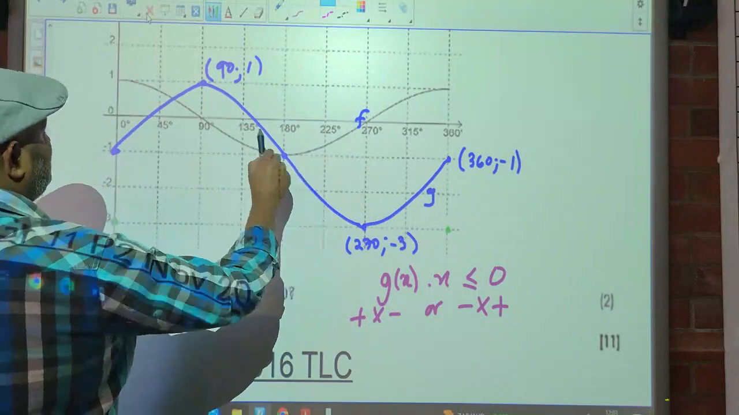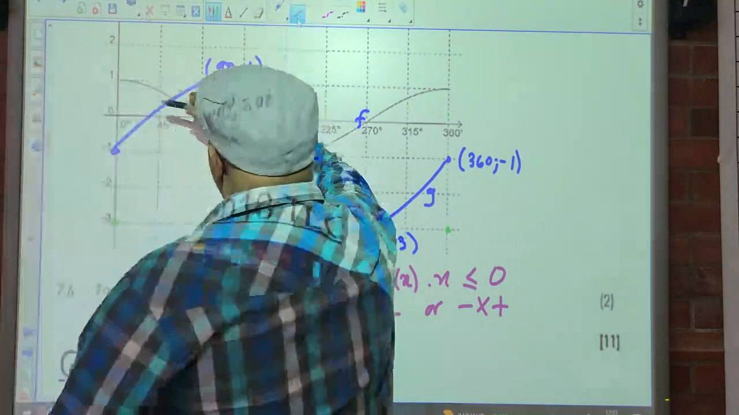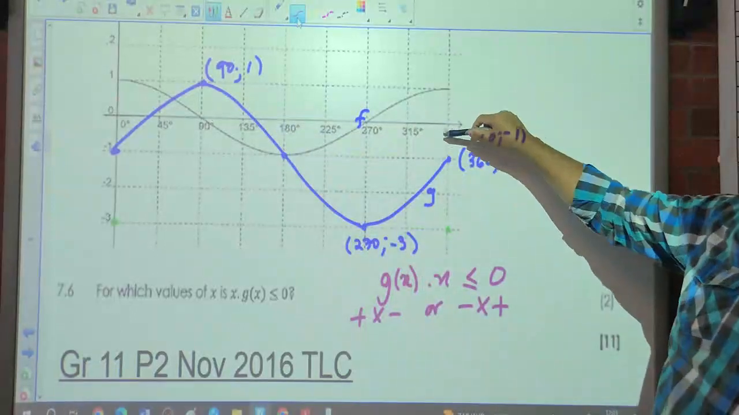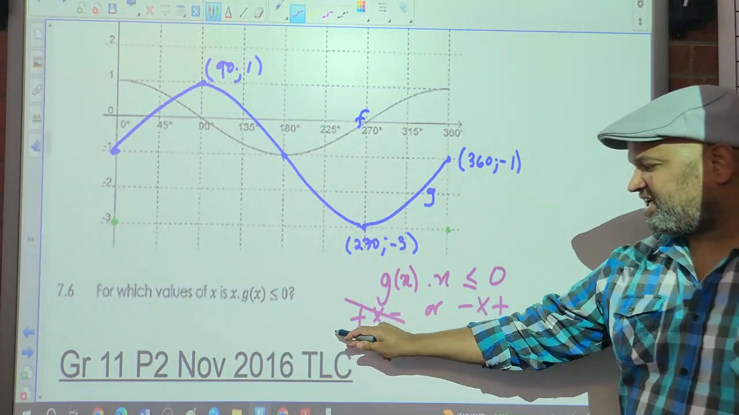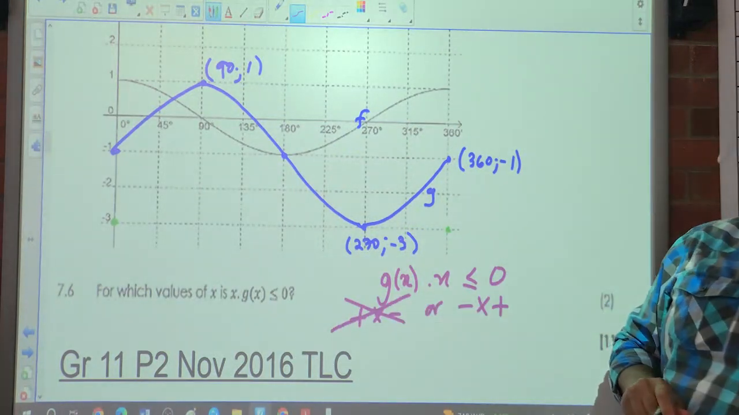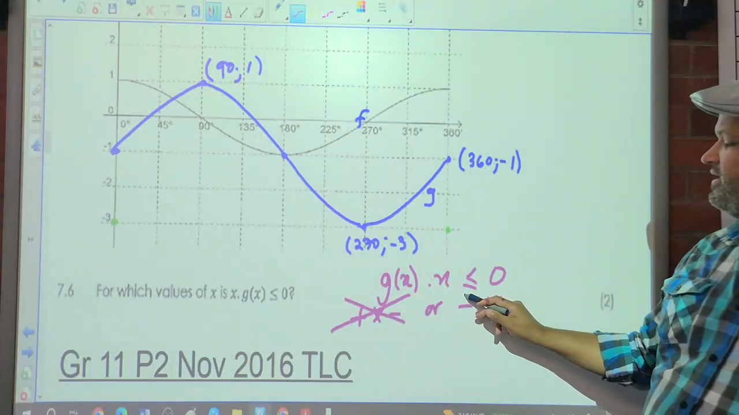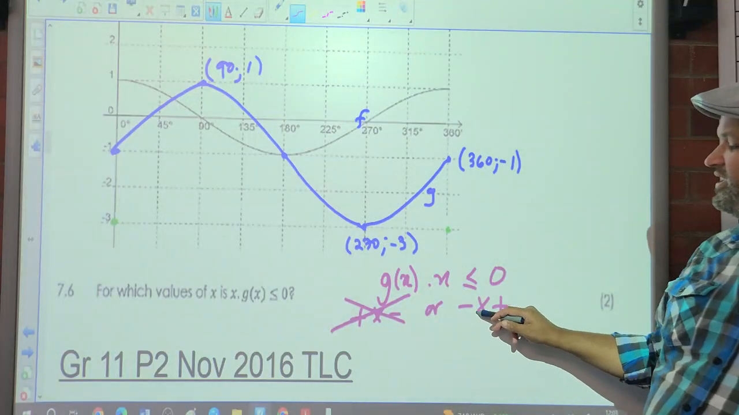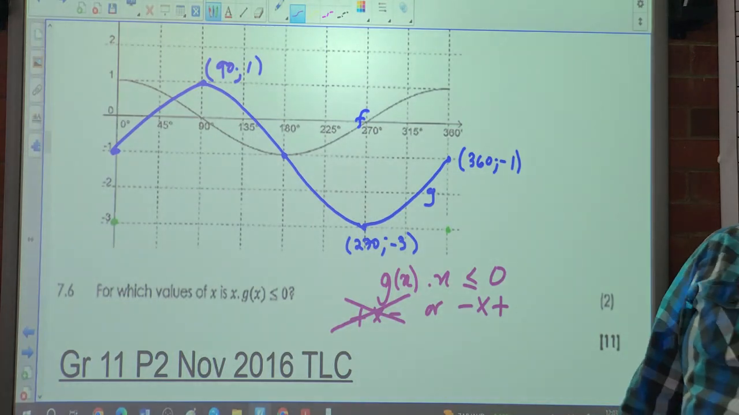This bar must be positive, but negative, or vice versa. But what did we say? This bar is always positive. The x is positive, so we're not going to even consider that one. Okay, so the whole bar is positive, it's only where the graph is negative that we are interested in, or equal to 0.